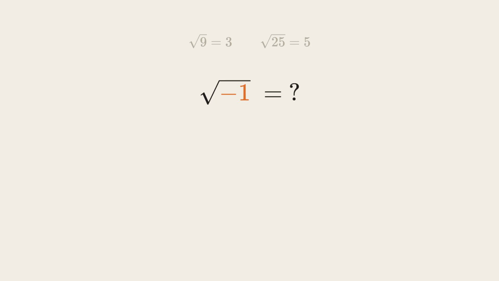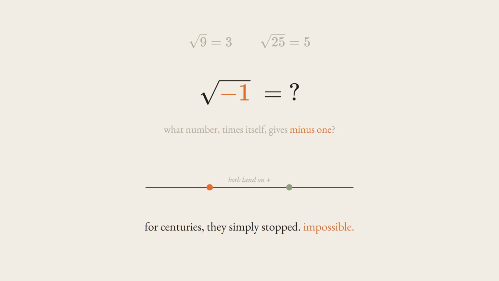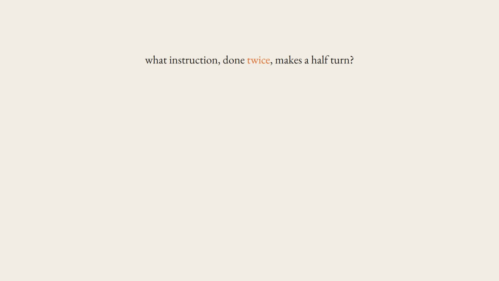The square root of 9 is 3, because 3 times 3 is 9. Easy. But now, the square root of -1. What number times itself gives -1? Try a positive number. It stays positive. Try a negative number. 2 half turns and it swings right back to positive. Every single number on the road refuses. For hundreds of years, mathematicians reached this exact wall and simply stopped. Impossible, they said.